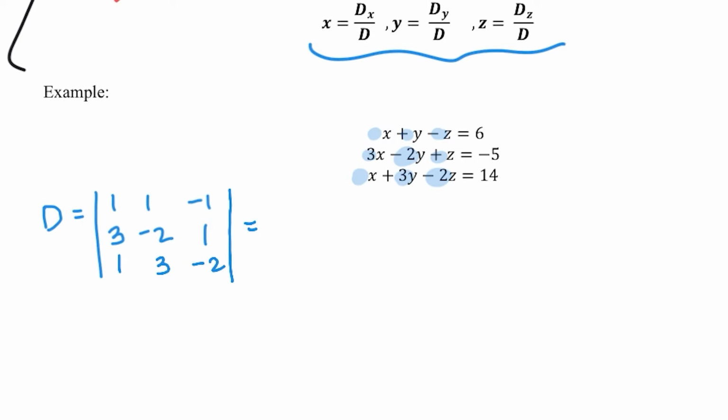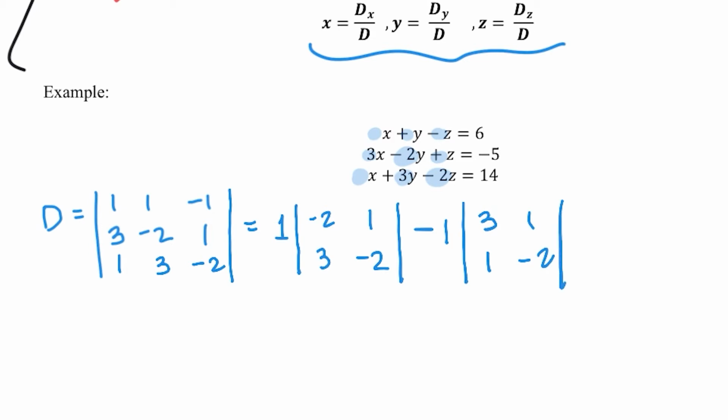So jumping right into that, these numbers across the top go in front of each of the 2x2 determinants. So 1 will be in front of the first. And to get those values, you cross out the row and column that it's in. So negative 2, 1, 3, and negative 2 will go inside. The middle one is a minus 1, because that's the second number across the top. Crossing out that row and column, we're left with 3, 1, 1, negative 2. And then the last one, we'd have plus a negative 1 or just minus. Crossing out that row and column, you'd be left with 3, negative 2, 1, 3.